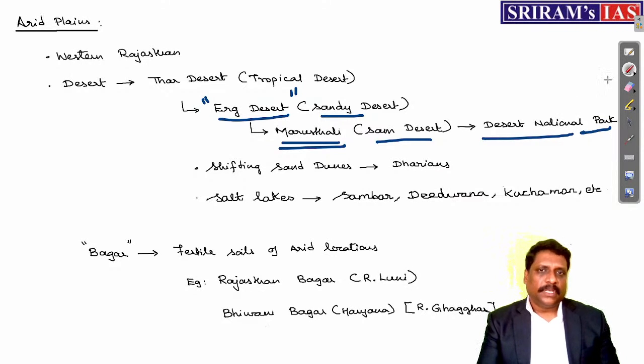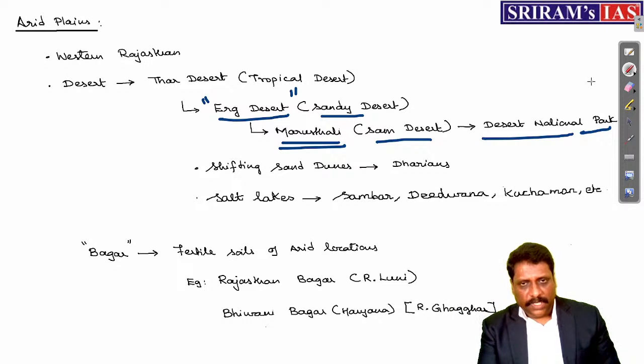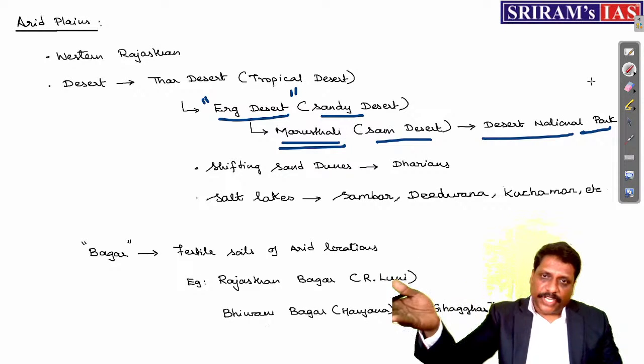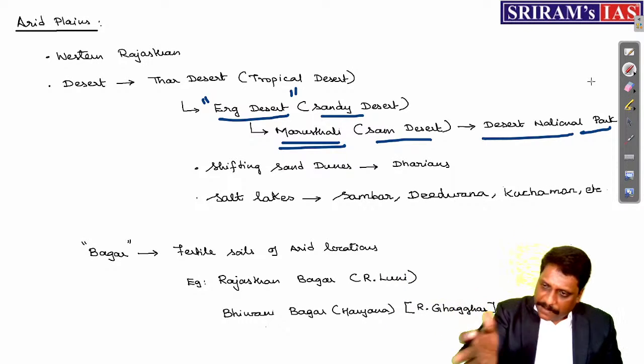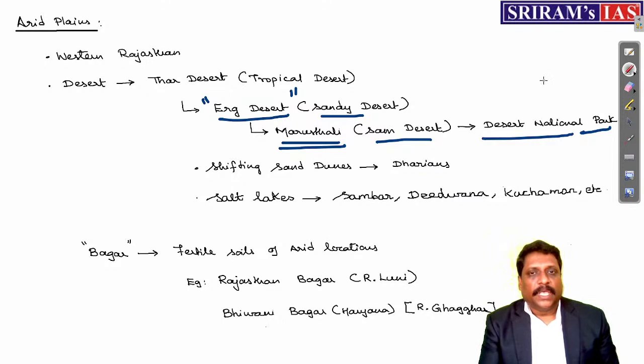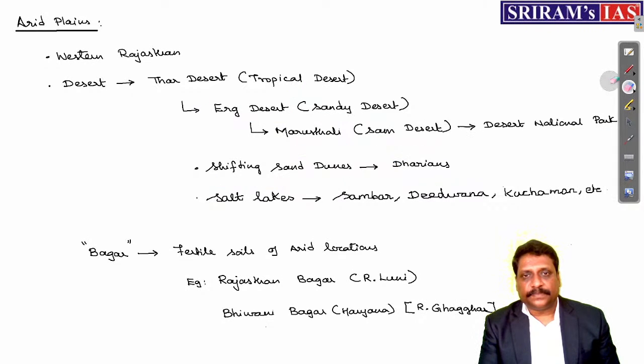And any sandy desert you take, they are known for shifting sand. When the direction of the wind changes, what happens? This dune, a small mountain-like structure, will keep shifting from place to place. And these shifting sand dunes, you call them as what? Daryans, my dear friends. Okay.